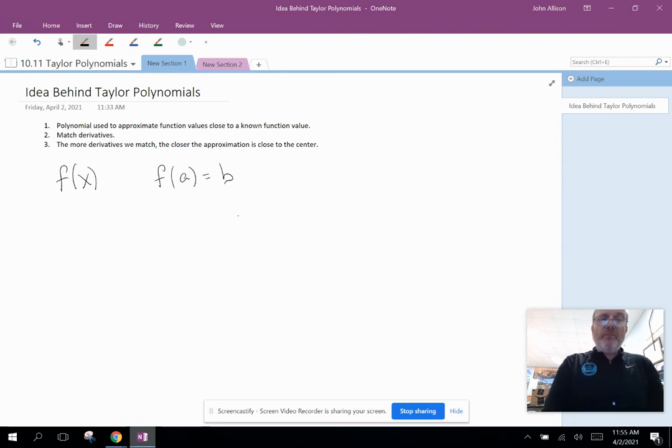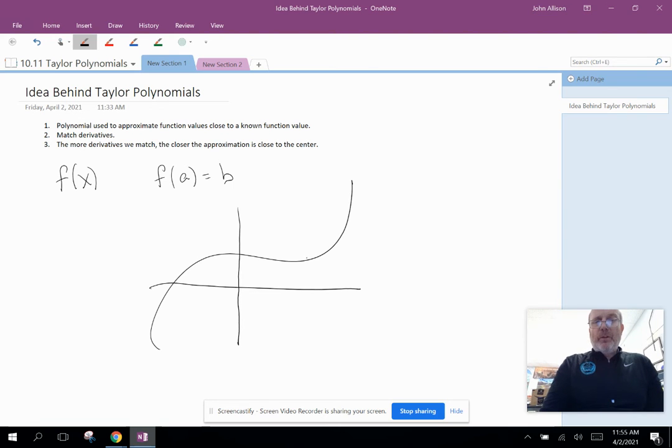That's the idea. If we have some arbitrary function, we don't even know what that is, but let's say this is the x value a.